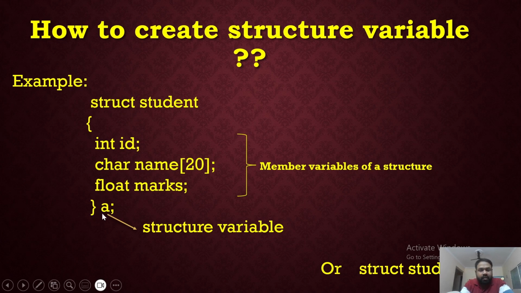You just write down a variable name, any variable name, A, B, C, D, anything you write. This is said to be the structure variable. And one more way is there. As it is the first line, whatever it is there, the same line you write it here, followed by the variable name. This is one way to create a structure variable, and this is another way to create a structure variable. Now, by using this, you are going to access the id, name, marks.